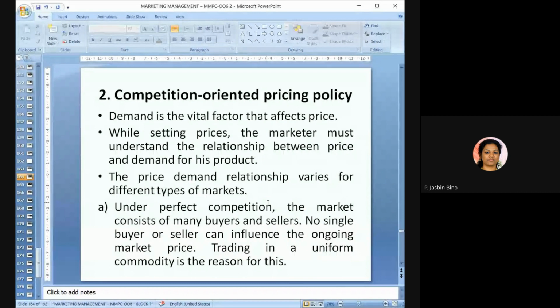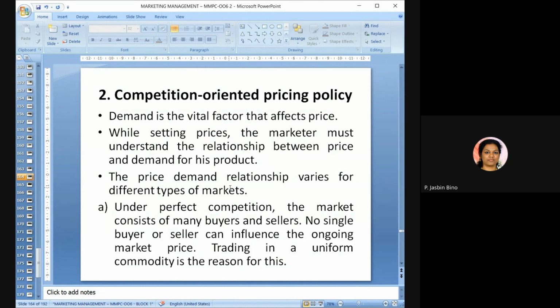Based on the demand of the product, if the demand is high and the supply is low, normally the price of the product increases. When the supply is low and the demand is high, the price of the product increases. When the supply is high and the demand is low, the price of the product decreases. So there is a relationship between the price and the demand.